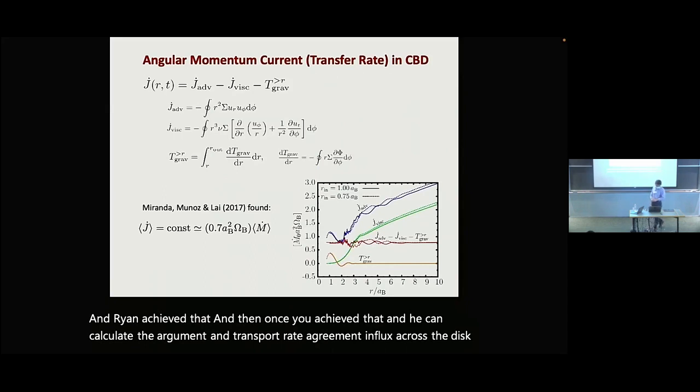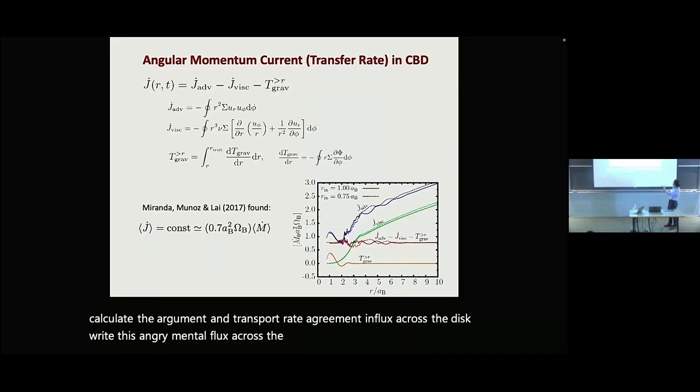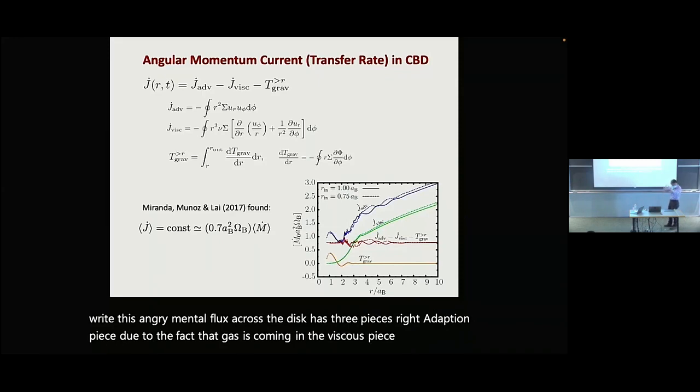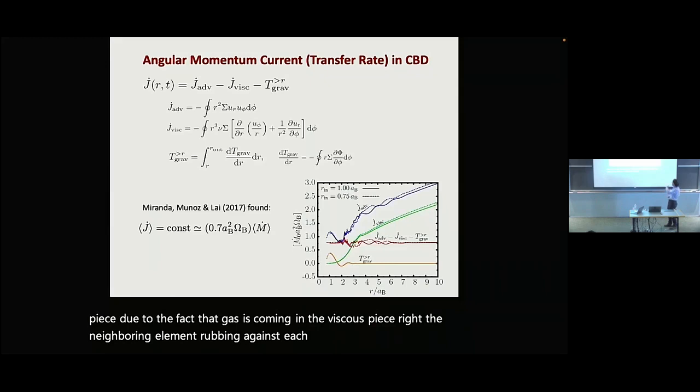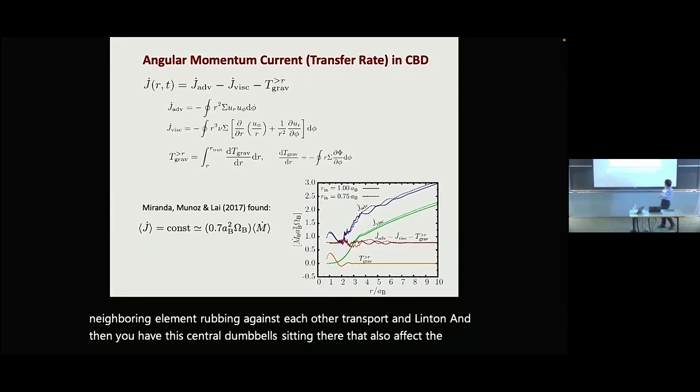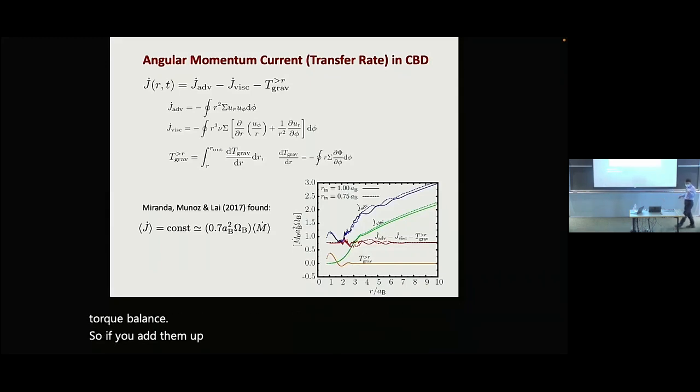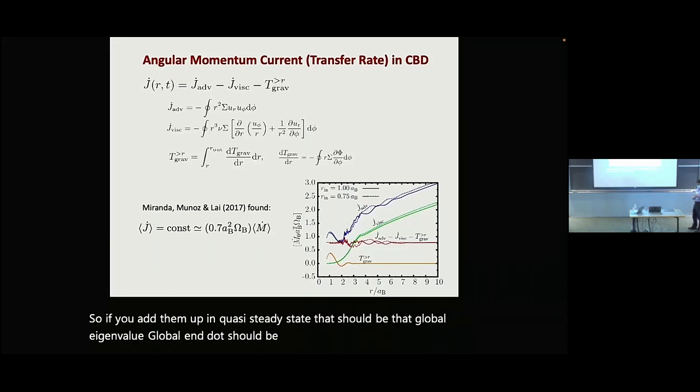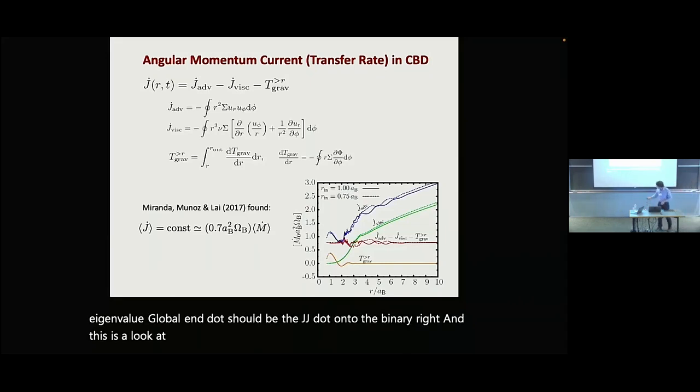This angular momentum flux across the disk has three pieces, right? The advection piece, due to the fact the gas is coming in; the viscous piece, where neighboring elements rubbing against each other transport angular momentum; and then you have the central dumbbell sitting there that also affects the torque balance. So if you add them up in quasi-steady state, that should be that global eigenvalue, the global M dot should be the J dot onto the binary, right? And you look at this red line. That's what it is. It's a constant, right? In space and time, right?